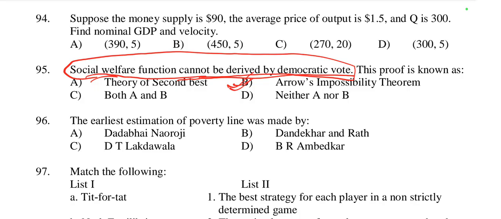So Arrow's impossibility theorem demonstrates that it is impossible to derive a social welfare function that satisfies all of a specified set of reasonable conditions through a democratic voting process. So this is the statement of Arrow's impossibility theorem. So here the right option is option B.